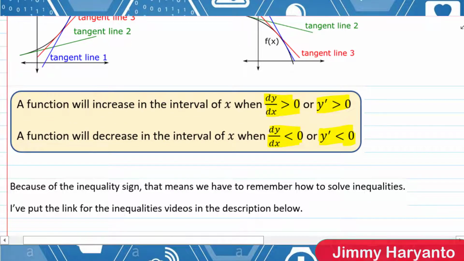Because of the inequality sign, that means we have to remember how to solve inequalities. You have to remember the 10th grade chapter called inequalities. You have to know how to solve it. But if you don't remember the material, I've put the link in the description below.